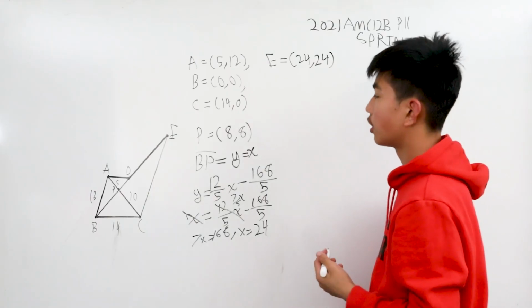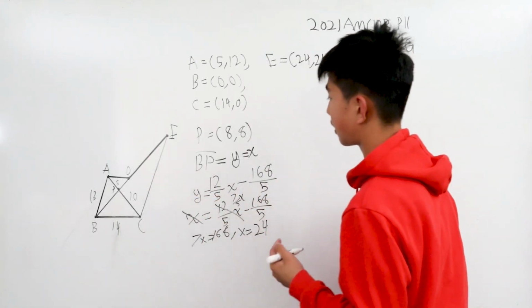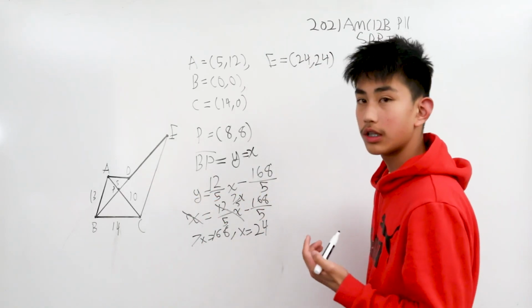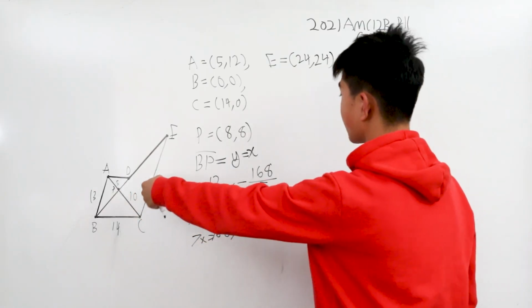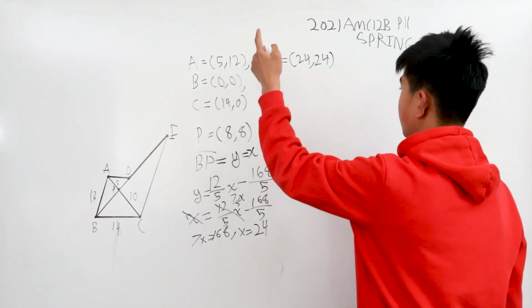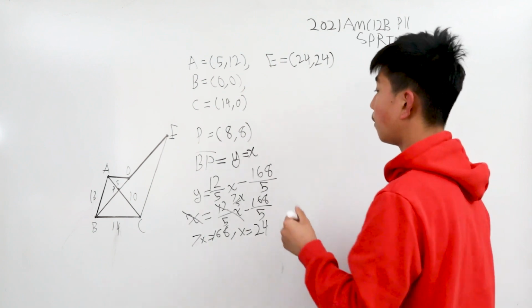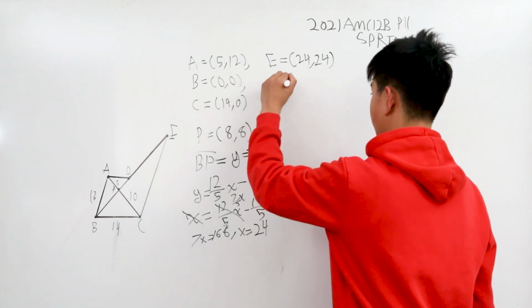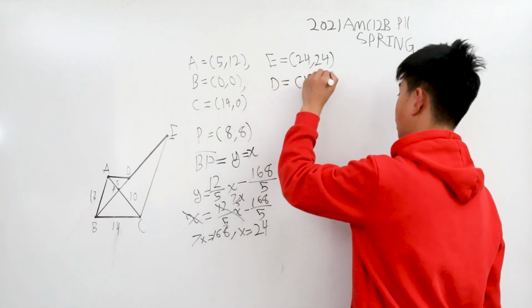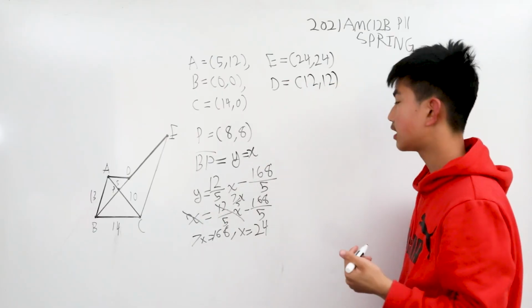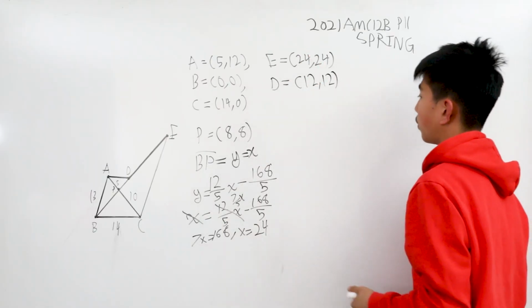We can find the coordinates of D, which lies on the same line. Since we know that it's the same height as point A, and A has a y of 12, we know that D has coordinates (12, 12). So we can apply the distance formula to these 2 points.